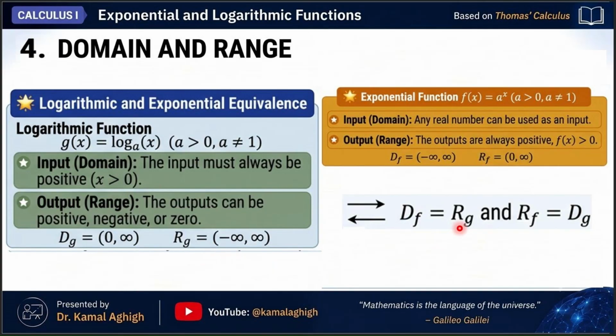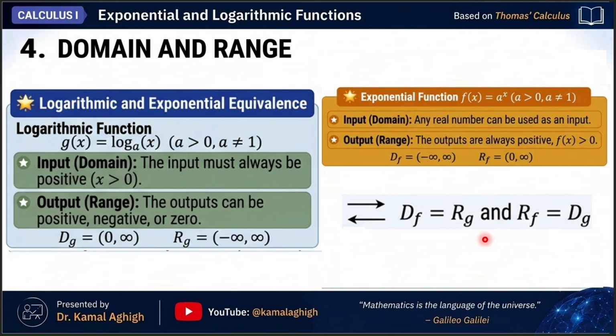This comparison clearly illustrates how inverse functions exchange the rules of the domain and the range. Understanding this idea will help you avoid many common mistakes when solving logarithmic equations later. At this point, we understand what logarithms are and why they exist. The next step is to learn how to work with them efficiently.